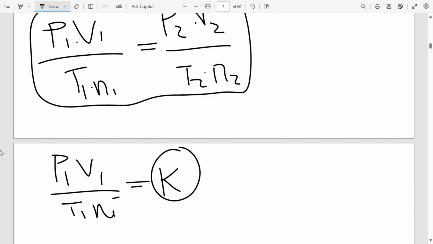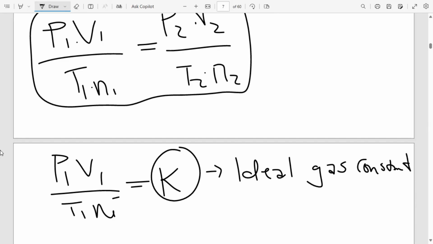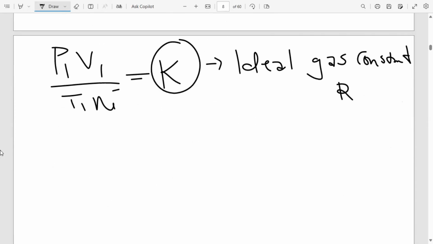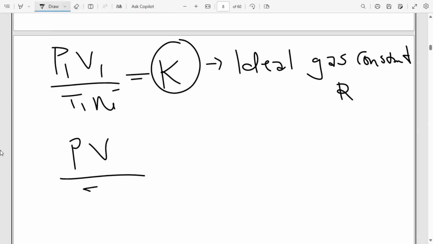Okay, so we call this constant the ideal gas constant. So K is equal to the ideal gas constant, and it is represented by the letter R. So if I want to replace K in this equation with R, since I'm now dealing with a constant, I can remove the subscripts and write P V over T N. This is equal to the ideal gas constant, R.